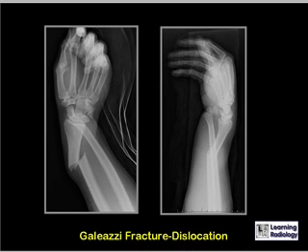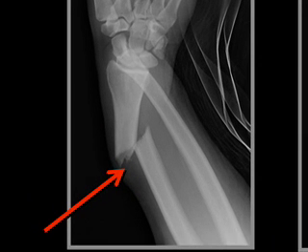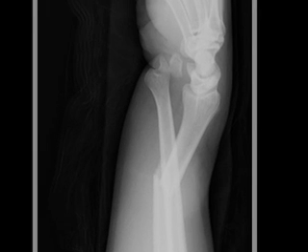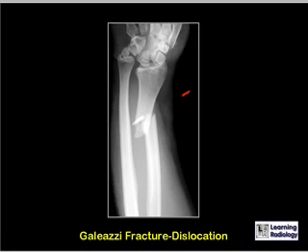This is an example of a Galeazzi fracture dislocation. There is a fracture of the distal third of the radius with shortening and angulation, and there is clearly a dislocation of the distal ulna. On this somewhat oblique lateral view, we can see that the distal ulna is dislocated. It no longer superimposes on the distal radius. In this case, the ulna is dislocated anteriorly. Usually, the ulna dislocates posteriorly.